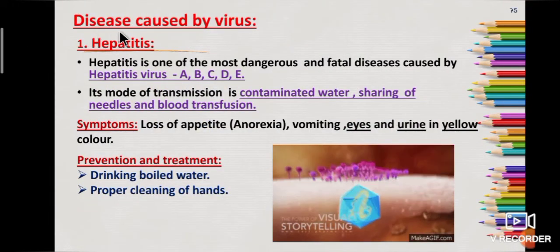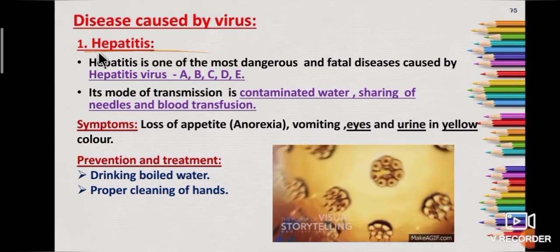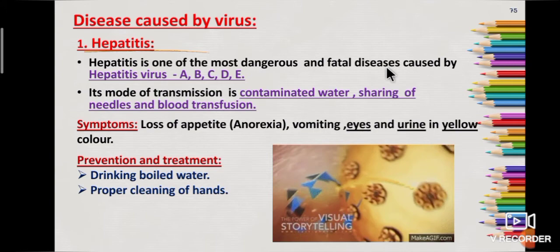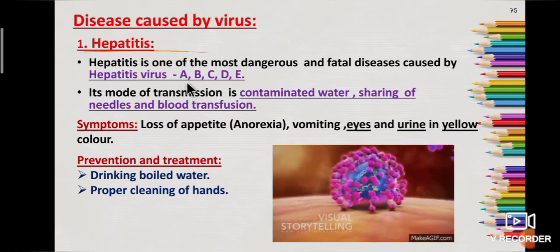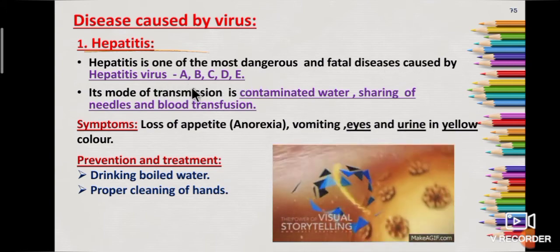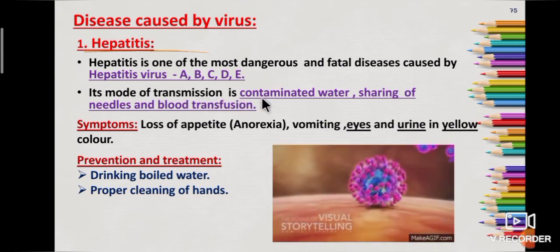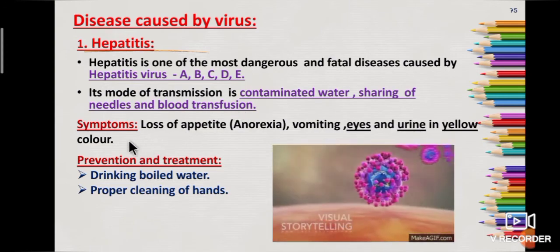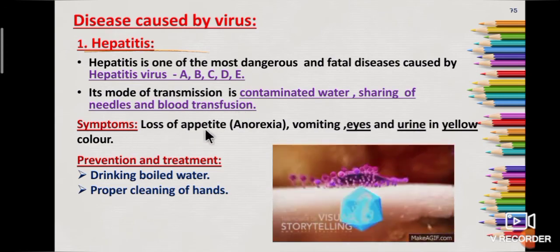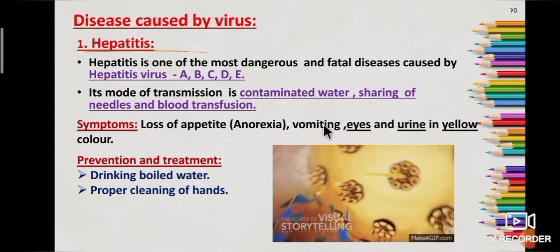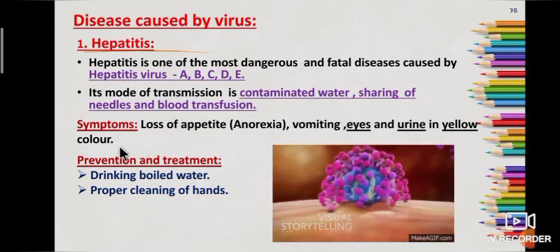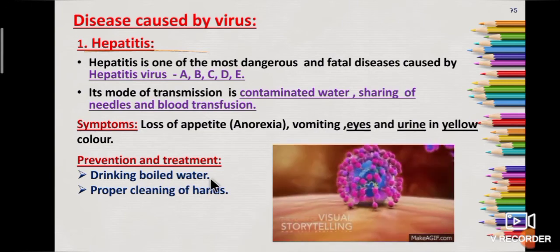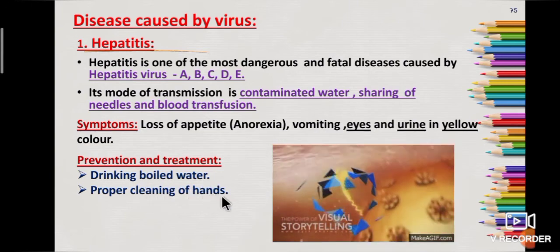Now we will learn about diseases caused by virus. First disease, hepatitis. Hepatitis is one of the most dangerous and fatal diseases caused by hepatitis virus A, B, C, D and E. Its mode of transmission is contaminated water, sharing of needles and blood transfusion. Symptoms are loss of appetite, that is anorexia, vomiting, eyes and urine in yellow color. Prevention and treatment of hepatitis is drinking boiled water and proper cleaning of hands.